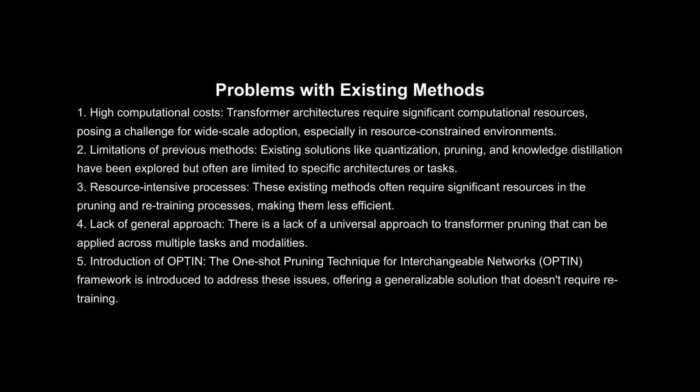The authors demonstrate the effectiveness of the OPTIN algorithm in maximizing scores in the partition search space, and show that the step with the maximum cumulative importance is optimal. They also show the versatility of the OPTIN framework across different domains and tasks. This work represents a significant contribution to the field, as it offers a solution to the problem of high computational costs in transformer architectures, and provides a generalizable approach to transformer pruning.